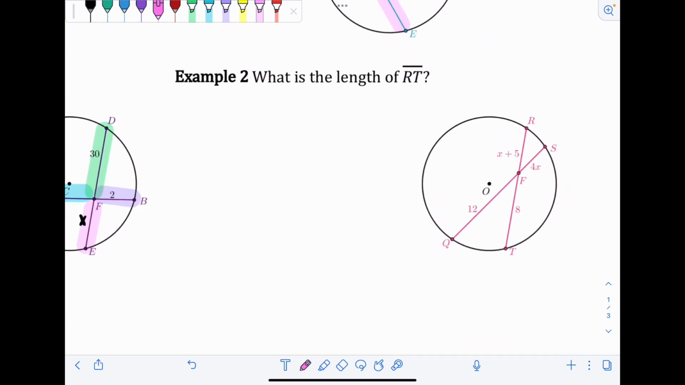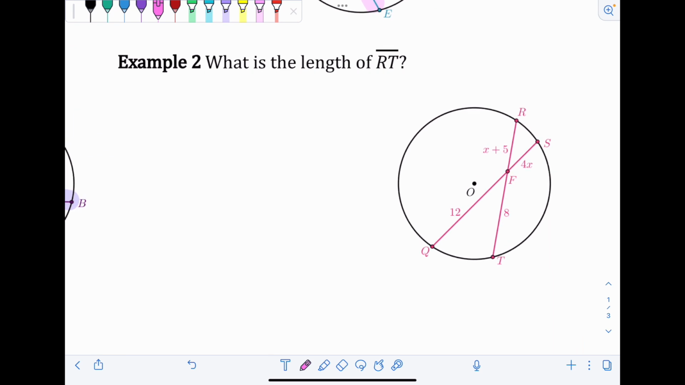Okay, so example 2, what is the length of RT? If we look at our graphic, RT is this entire chord right here. You'll notice that there are already some unknowns in there. We have all the different segments labeled, but some of them have X's. So we have to figure out the value of X by setting up an equation, and then we can backtrack and fill in to figure out the whole chord's length. So we'll take the individual pieces of each chord and set them equal to each other.